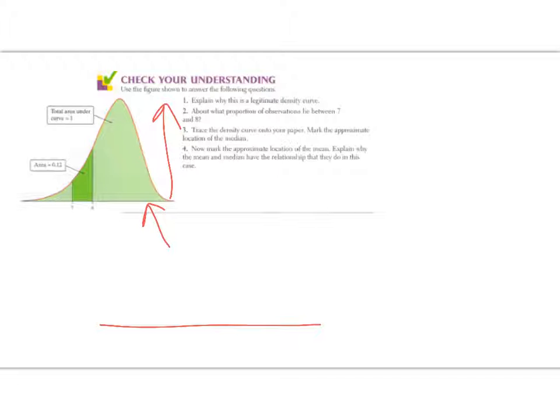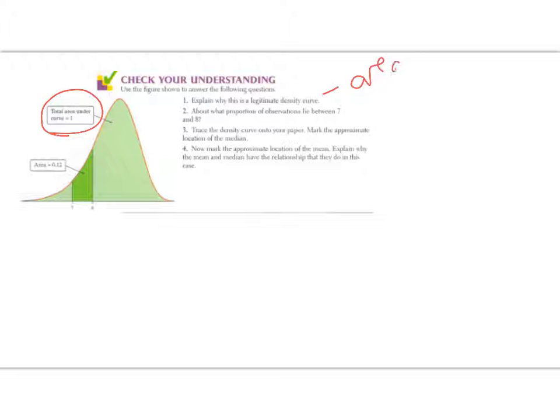So that would contribute to it being a density curve. It also has a total area of 1, and having a total area of 1 is another condition of a density curve. So both of those things make it a legitimate density curve: area of 1, everything on or above the x-axis.